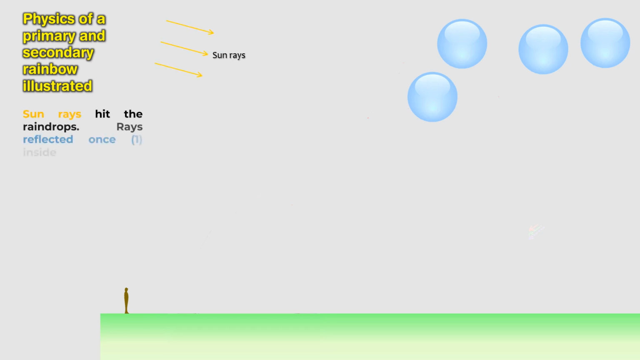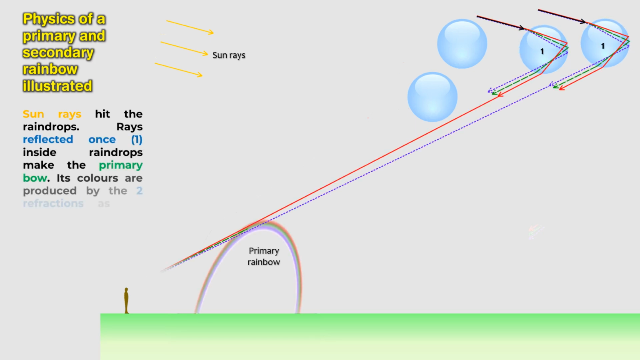Physics of a primary and secondary rainbow illustrated. Sun rays hit the raindrops. Rays reflected once inside raindrops make the primary bow. Its colors are produced by the two refractions as the rays enter and leave.